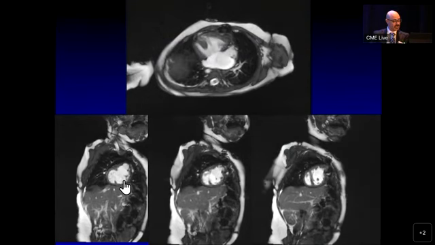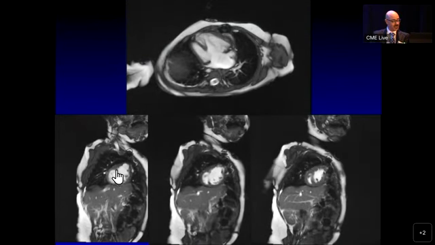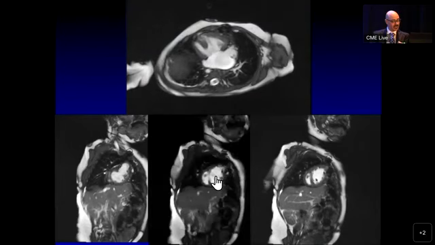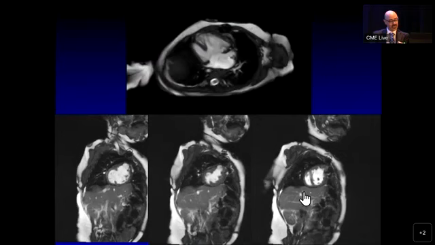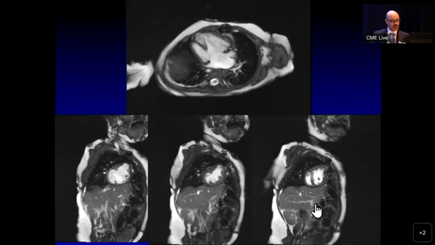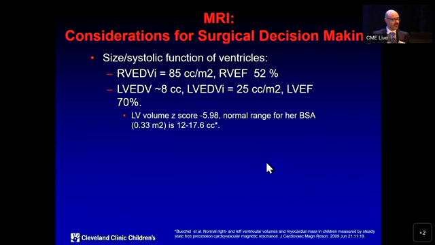So you could look here at the plane of the AV valve and see that it's probably 30% committed to the right-sided morphologic LV. And if you look closely, as is common in right atrial isomerism, there was only one papillary muscle on the morphologic LV side. So clearly, lots of factors in terms of the degree of LV hypoplasia, the AV valve commitment, the presence of one papillary muscle. So we thought, well, really, the two options, let's look at some numbers.